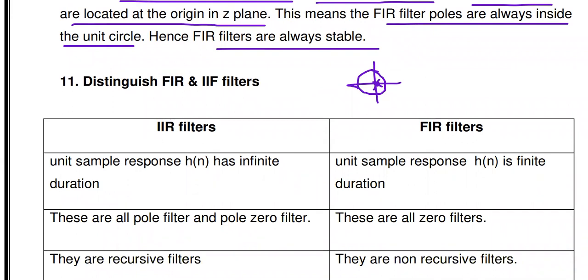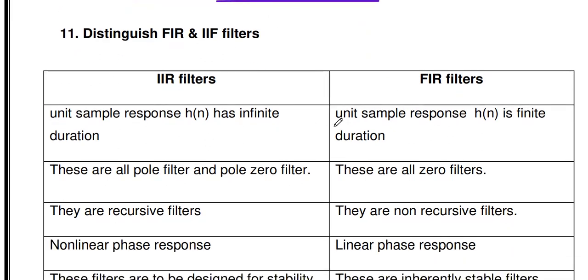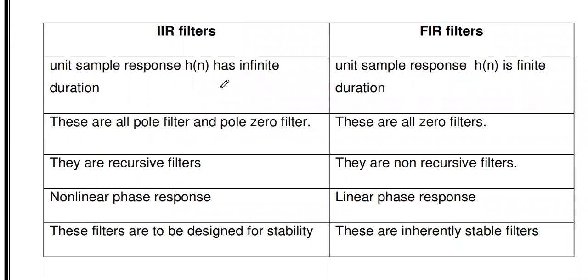Then the next question: distinguish FIR and IIR filters. It is an important 6-mark question. I already posted a separate video for the difference between FIR and IIR filters. It is an important 8-mark question, and sometimes they may ask a 2-mark question also. The IIR filter's unit sample response has infinite duration, h of n has an infinite number of samples. But in FIR, the h of n is of finite duration, the impulse sample values are only finite.